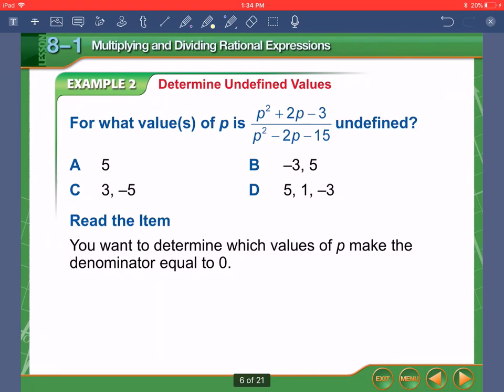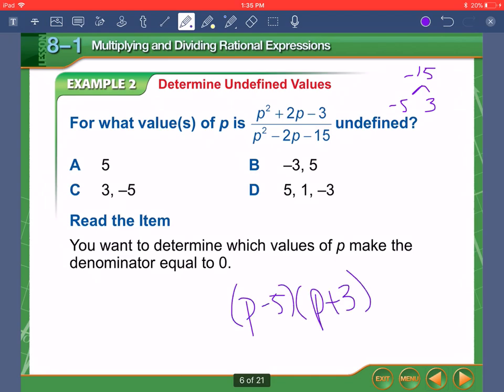For what value or values of p is (p squared plus 2p minus 3) over (p squared minus 2p minus 15) undefined? Now, all I care about is what values make it undefined. So I don't care about the numerator, so I can just look at the denominator and factor it. Factors of negative 15 that add up to negative 2 are negative 5 and positive 3. So that would be (p minus 5)(p plus 3). And seeing what makes it undefined, that would be positive 5 and negative 3.